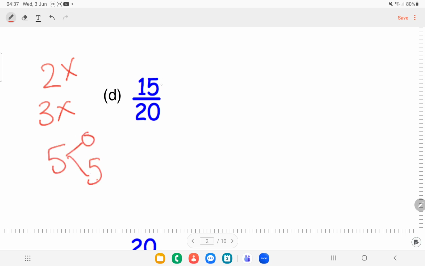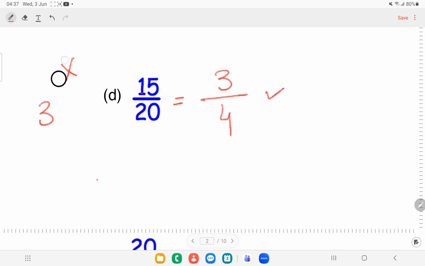Look at this fraction. This last number is a 5. Okay. This last number is a 0. So the rule of 5, we can use it. For this, you will think where we get 15 in the table of 5. 5 3s are 15 and 5 4s are 20.